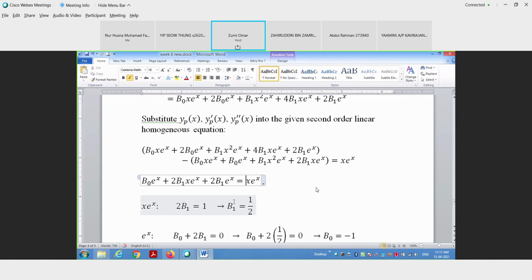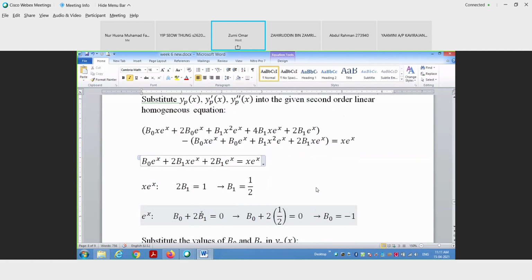Now for the coefficient of e^x, we have b0 plus 2b1. There is no e^x term on your right, so it must equal 0. So we replace b1 with a half: b0 plus 2 times 1/2 equals 0. 2 times 1/2 is equal to 1, so b0 plus 1 equals 0. This implies that b0 is equal to minus 1.